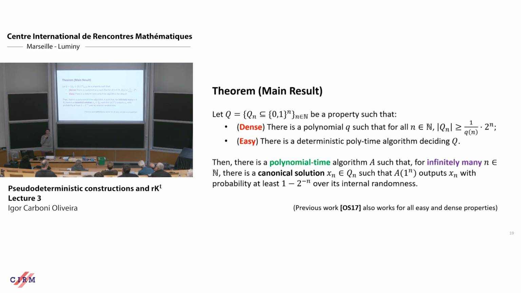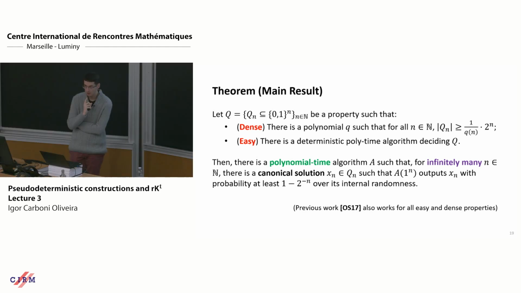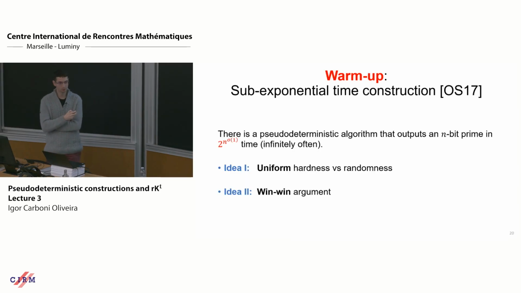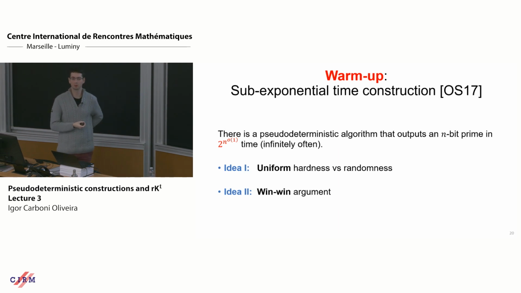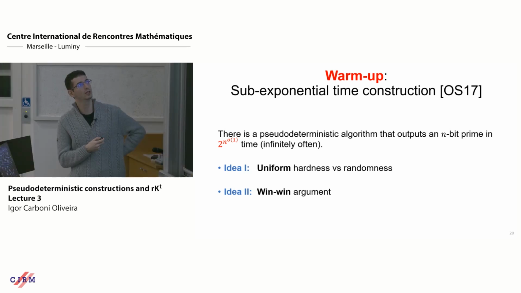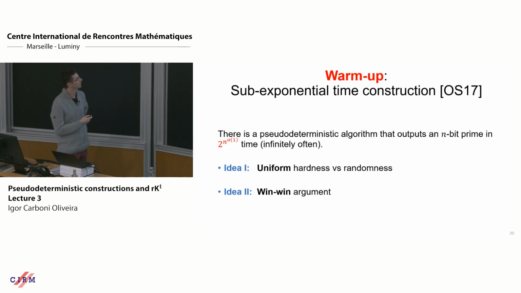Okay, more questions about the results? Okay, if not, now I would like to sketch the proof of the polynomial time algorithm. And it builds on the previous construction. So let's first do the sub-exponential time regime. That's what we would like to show, that there is an algorithm running in 2 to the n to the epsilon time, and it generates an n-bit prime with high probability, and it works on infinitely many input lengths, okay?